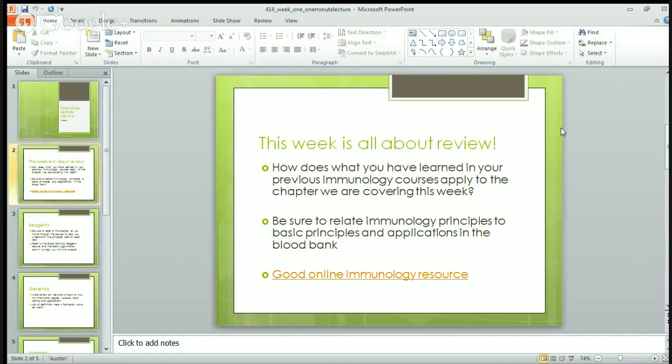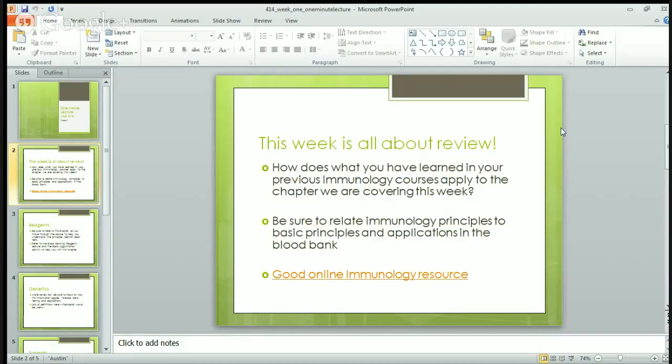The last link on this slide, the one that says Good Online Immunology Resource, is a link to an online immunology textbook that has a lot of explanation and pictures that will help you in understanding some of the concepts that you find confusing. The important thing is that you relate all of the immunology principles covered in this chapter, and within the homework and the discussion topics, to the principles and applications of blood bank testing.